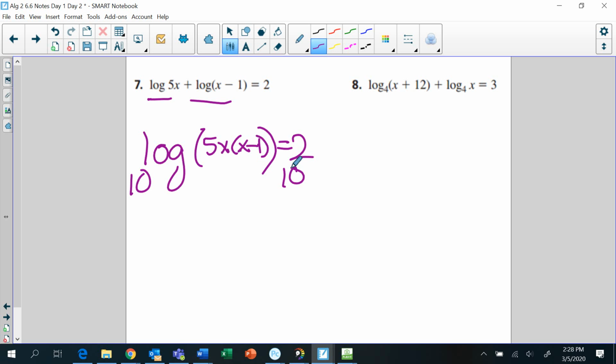What's that? 10 to the exponentiated. This is like taking base 10 to the second. This is 10 to the second.